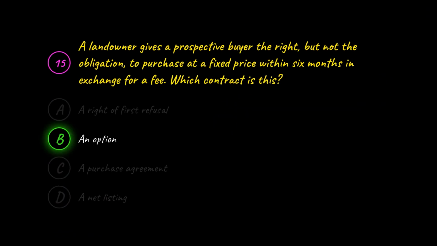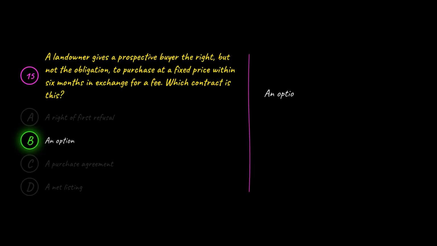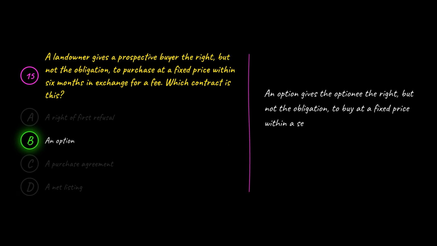The correct answer is B. An option. B is correct because an option gives the optionee the right, but not the obligation, to buy at a fixed price within a set period, paid for with an option fee. Only the optioner is bound to sell.